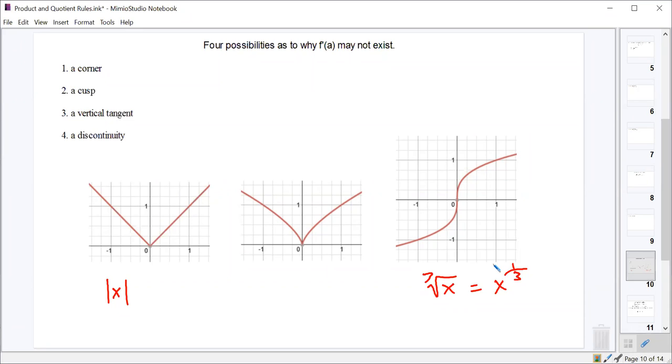So if we know that this one is cube root of x, any thoughts on what this one might be? Is it the square root of the absolute value of x? It would be close to that, but the square root of the absolute value of x, yeah, that's close, but that one will look slightly different.